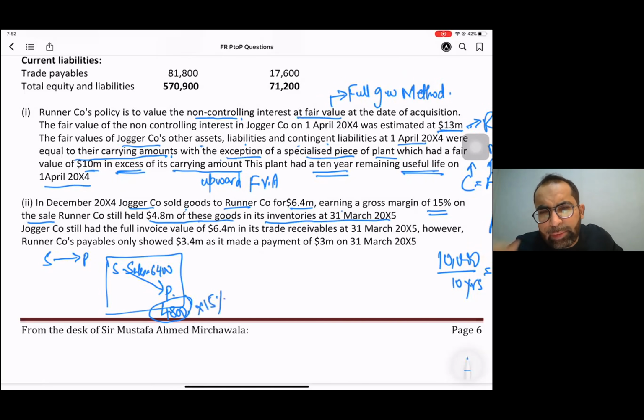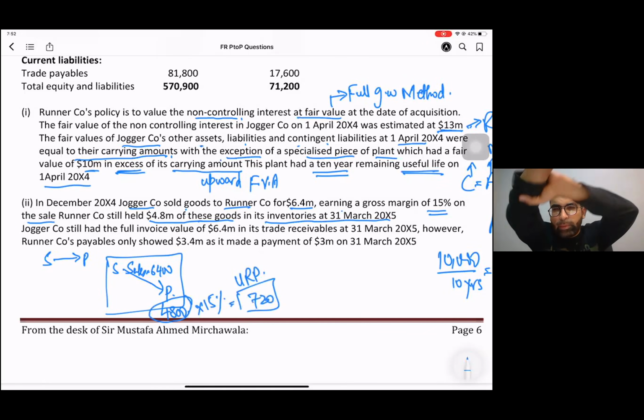Sir, why are you directly multiplying with 15%? Because this 4,800 is the cost of P company but the selling price of S company, and S company charges 15% profit on sales, so you can directly multiply it with 15%. So this will give you 720. This is your URP.